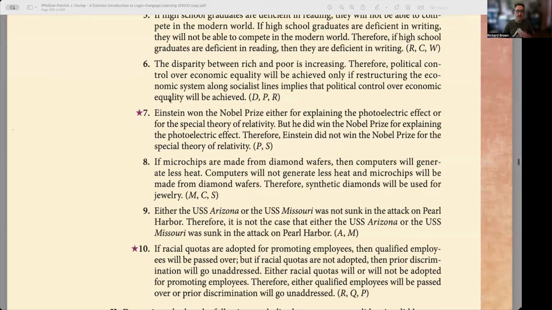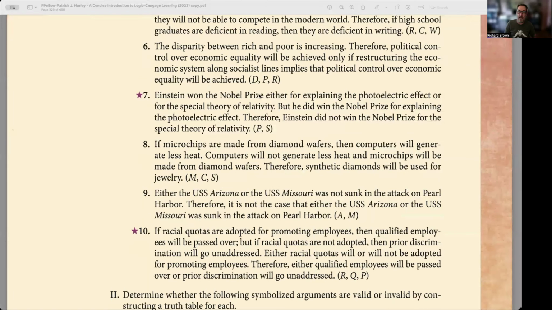Okay. Number 7 says Einstein won the Nobel Prize either for explaining the photoelectric effect or for the special theory of relativity, but he did win the Nobel Prize for explaining the photoelectric effect. Therefore, Einstein did not win the Nobel Prize for the special theory of relativity, and we're given P and S as our propositions here. So this first sentence is just a typical way that English speakers construct sentences.